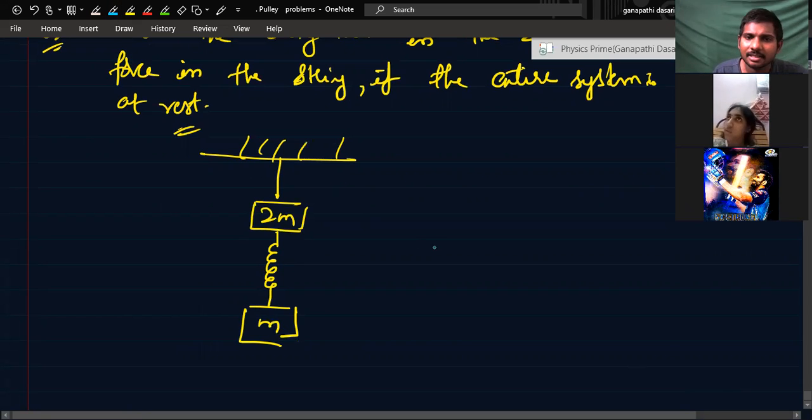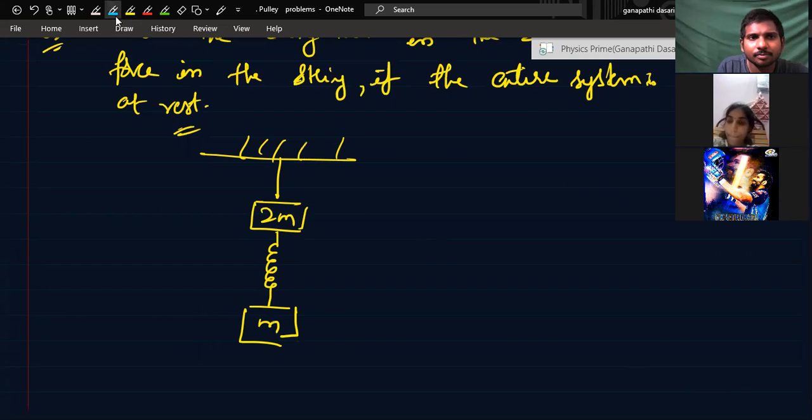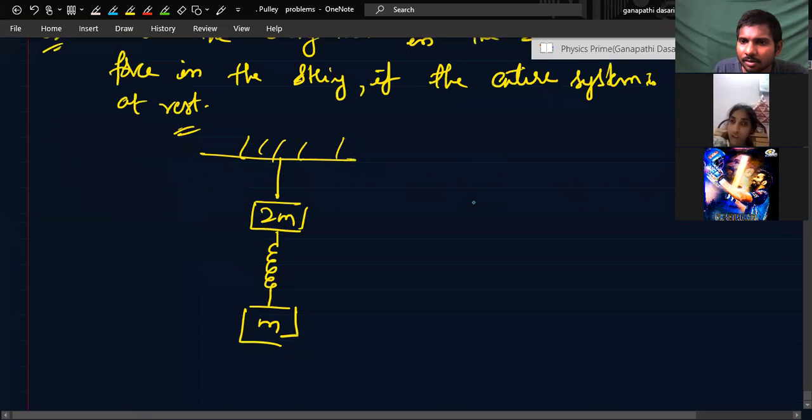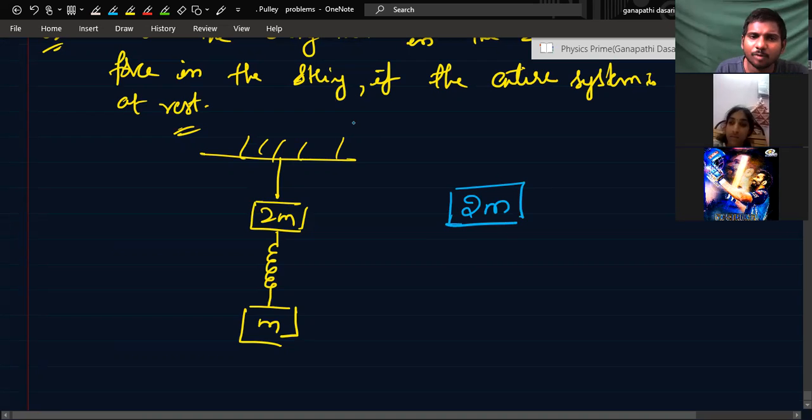Rest means, shall I solve this problem? For any problem, you need to draw what? Free body diagram. The question is asked as: find the tension force in the string, and the extension of the spring. So on the 2m block, what are the forces? Tension will be upwards, 2mg will be downwards.